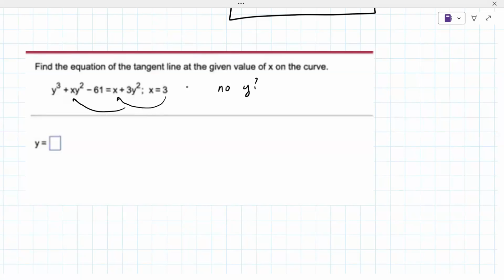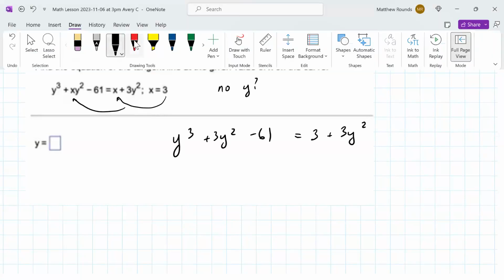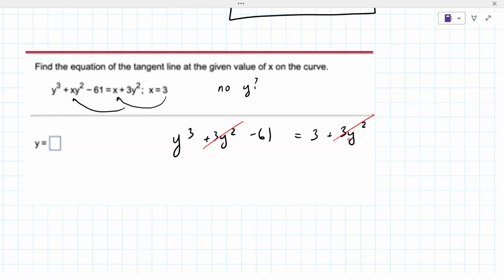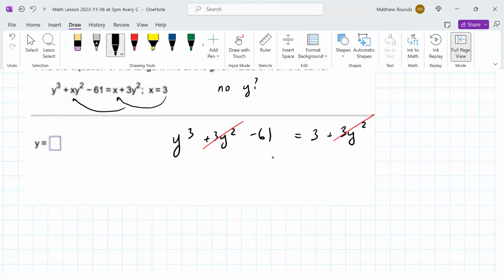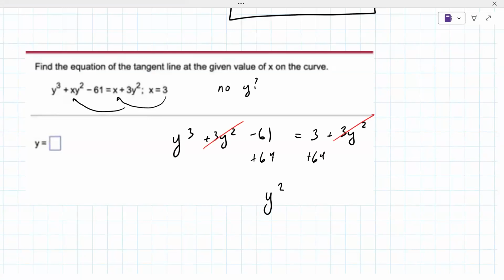So the way this works is y cubed plus 3y squared minus 61 equals 3 plus 3y squared, like that. So the first step, you plug in 3, or whatever the x value is. Now these cancel. You can just subtract those out, and if you add 61 to both sides, you get y cubed equals 64, so y equals 4. Usually y is a nice value, it shouldn't be anything really weird.